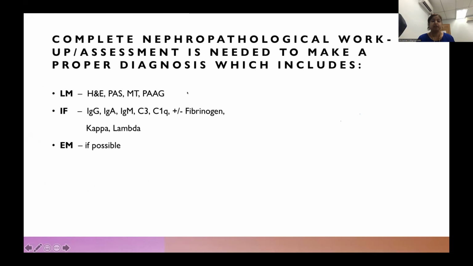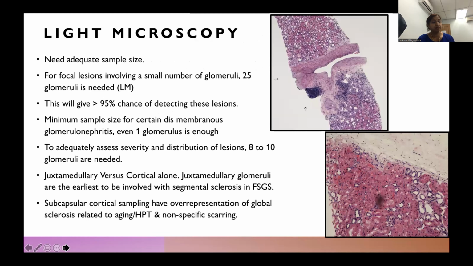Now, the complete nephropathological workup assessment includes all this, as we all know: light microscopy with all the special stains, IF, IgG, IgA, IgM, C3, C1q, with the help of fibrinogen, and now with kappa and lambda, EM if available. Okay, so far we are good. So now we proceed to light microscopy.